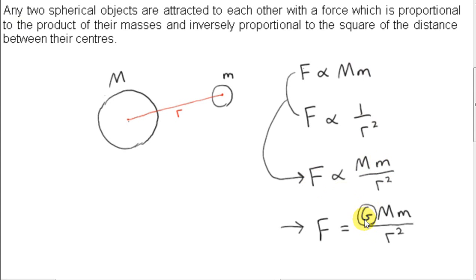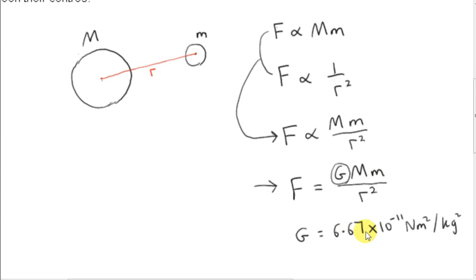Now the constant of proportionality here has the value 6.67 times 10 to the minus 11. It's denoted by capital G. The units are newton meter squared over kilogram squared. That makes sense because all of this quantity must have units of newtons because it's a force. If we just look at the units by themselves, the units of G are newton meter squared per kilogram squared.